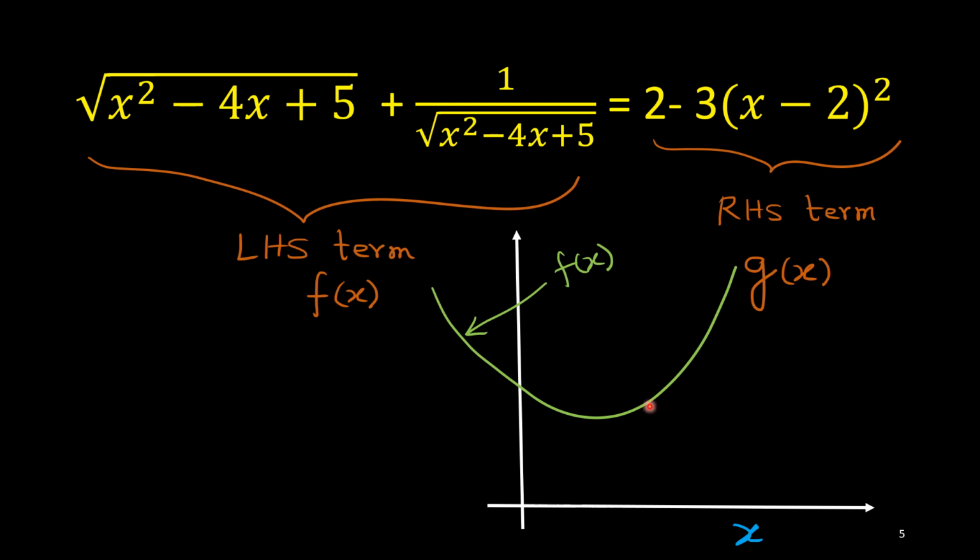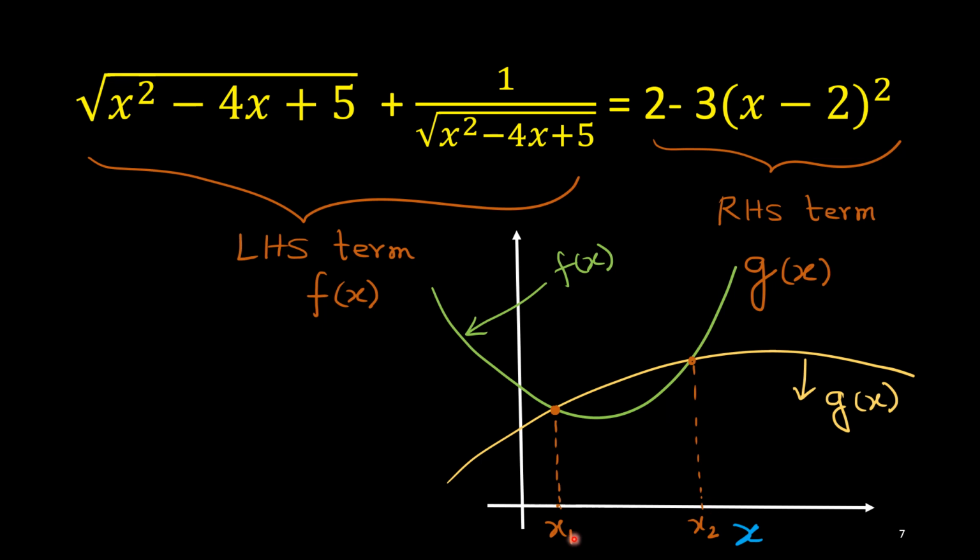Suppose this is your function f of x. Remember that this shape may not be exactly the shape for this function; I am taking one example. Suppose this is the shape for f of x, and this is the shape for g of x. Then f of x and g of x may intersect each other in several places, and these intersection points are the solutions of this equation. So in this case, we have these two solutions, x1 and x2. This is the general procedure to find the solutions of a complicated equation.